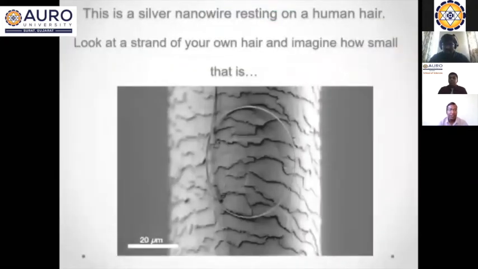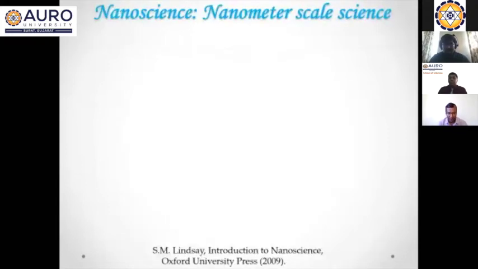In this slide, you can see a silver wire resting on a human hair. Look at the strand of your own hair and imagine how small that is. Even your naked eye cannot see the silver nanowire. So the question is, what is nanoscience? Is it biology? Is it physics? Or is it chemistry? No, it's all of them. Interdisciplinary science.